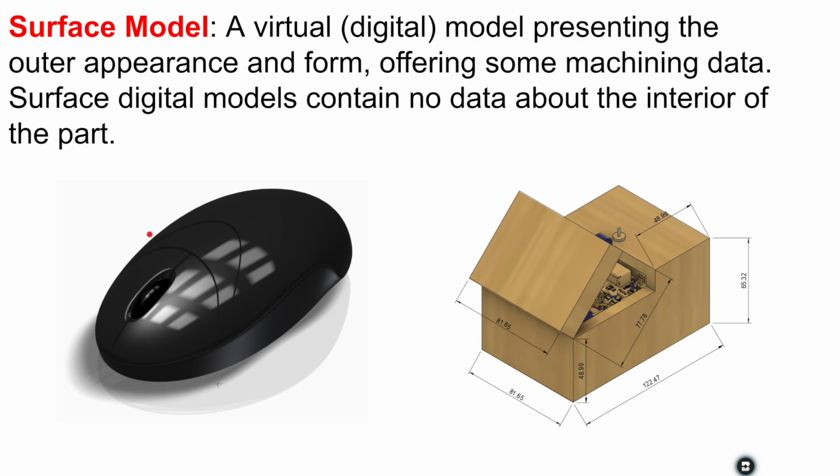A surface model is just a virtual digital model representing the outer appearance or form, offering some machining data. Surface digital models contain no data about the interiors of the parts. So they might have surface information, for instance, you can see the size of this right here. This is a useless box, but we don't have any data about the interior of this particular product. Same with this mouse right here. You can see it's really pretty, it's great, but there's nothing inside. It's basically a hollow shell. And that's what a surface model is. It's the shell, it's the outside, it's nothing on the inside.